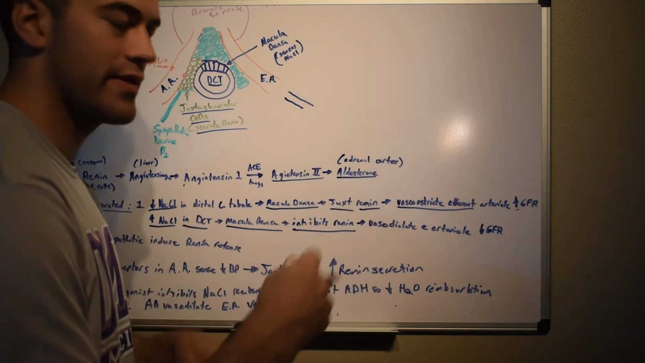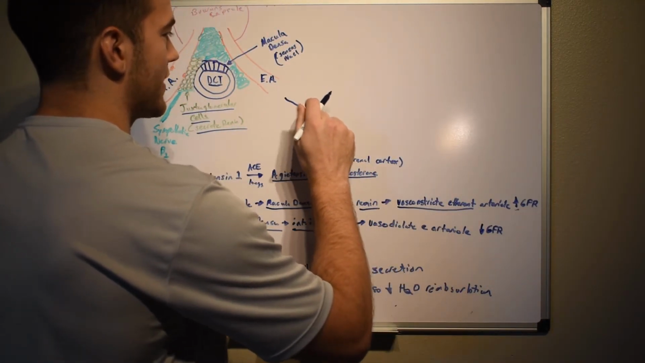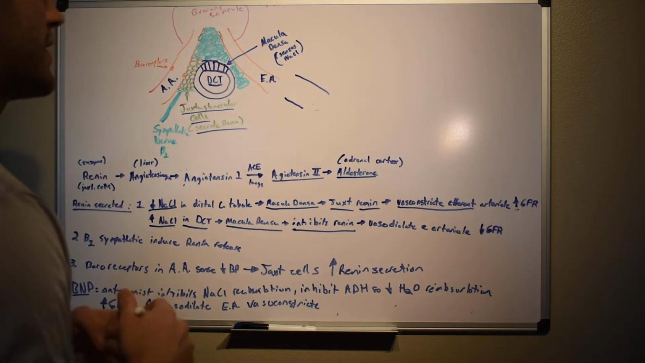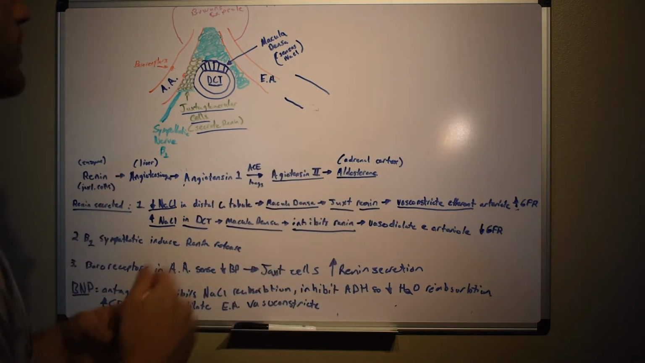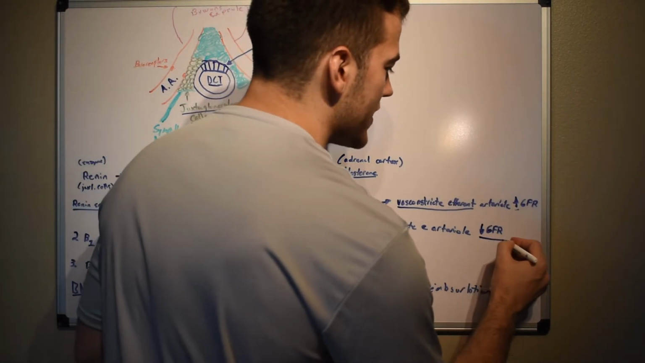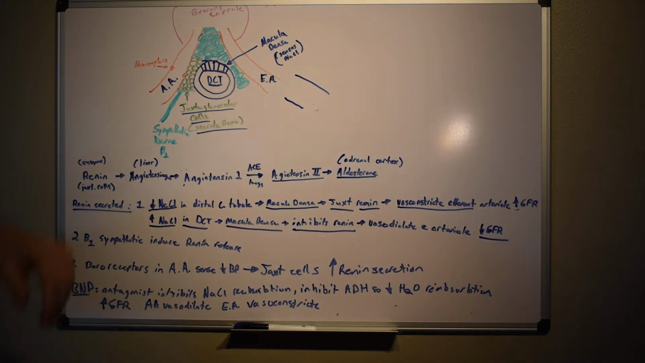So it's going to increase its diameter. We're going to go from this to this. And what's that going to do? It's going to decrease the pressure in the Bowman's capsule, okay? And thus, it's going to decrease glomerular filtration rate, all right? So what happens with that?